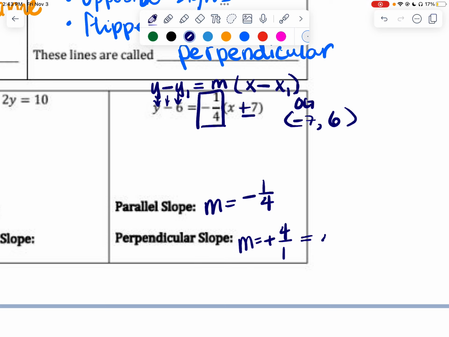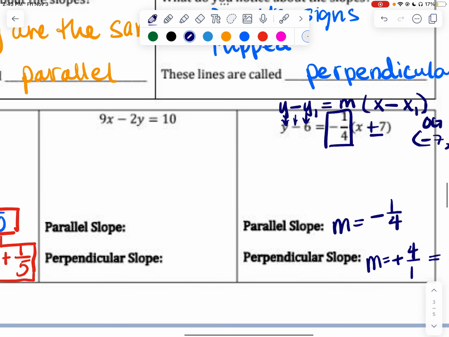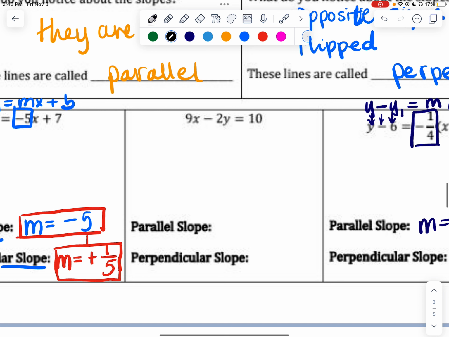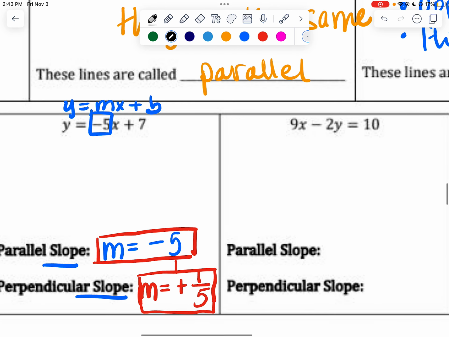And 4/1 is really the same thing as 4. Positive 4, same thing. So there's my slopes. And now let's look at the middle one. I have 9x minus 2y is equal to 10. This is another form, so we've had all three types of forms.